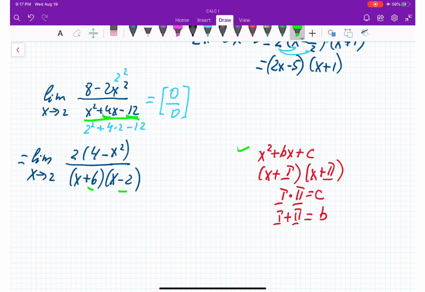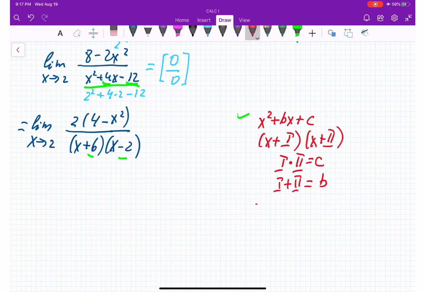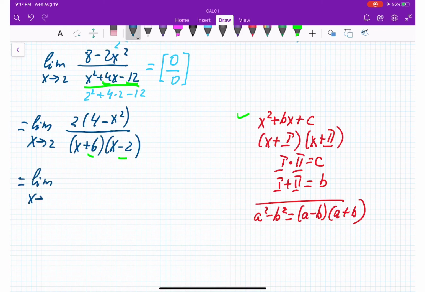Okay, so from here, 4 minus x squared, that's a format A squared minus b squared. Again, remember, a minus b, a plus b. So from here, limit x approaching 2, I'm getting 2 minus x and 2 plus x. The 4 is 2 squared, so I represent it as 2 squared. That's why 2 plus x, 2 minus x. And at the bottom, in the denominator, I have x plus 6 times x minus 2.